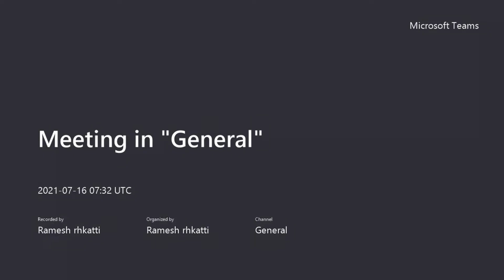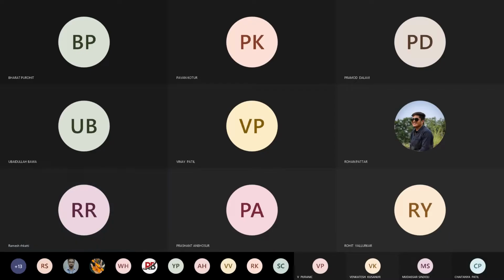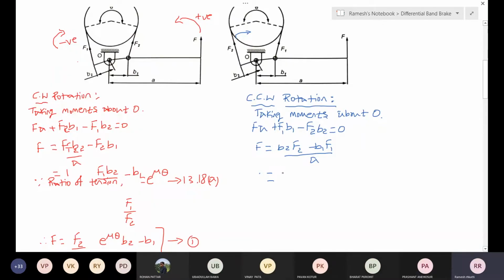In this case, what you need to do is, F is equal to, I can take F1 by a as common. If I take F1 by a common, the remaining will be b2 minus F2 by F1, since F1 is not there, you need to divide it by F1, minus b1.